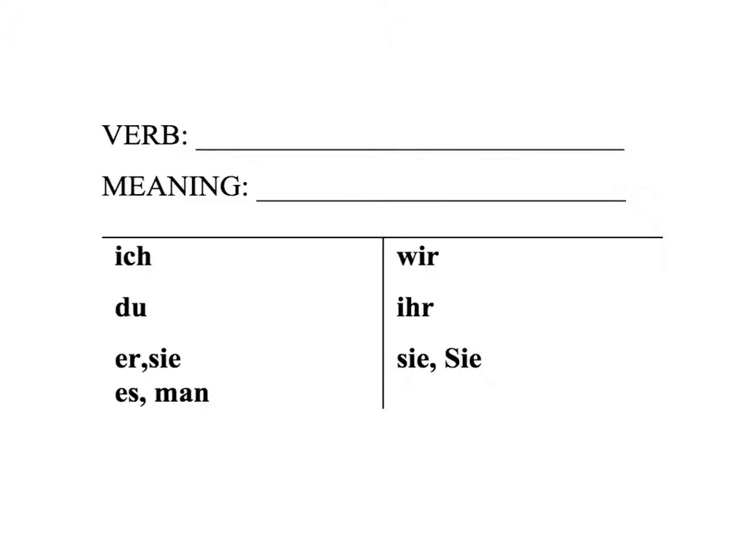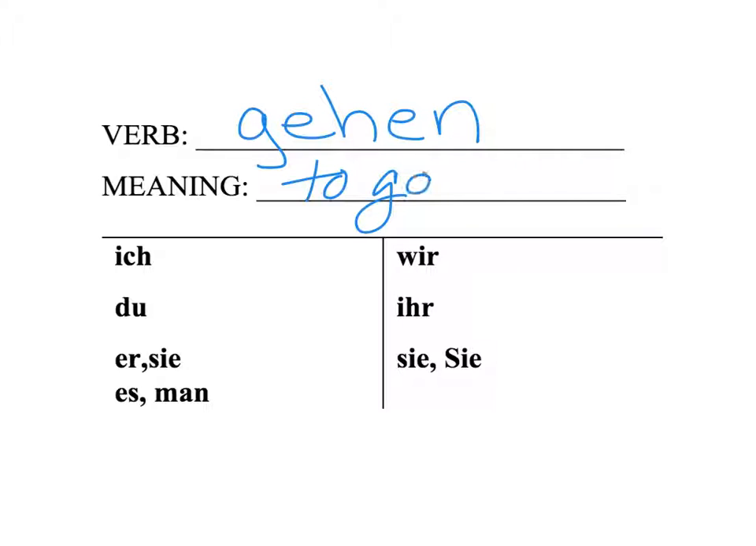Here we go. So, on your verb sheet, next to verb. I don't know, no writing utensils, you need to come prepared to class. I want to log in. Okay. So the verb is gehen. Everybody try that, gehen. Gehen. What does gehen mean? To go. So next to meaning, you're going to write to go.